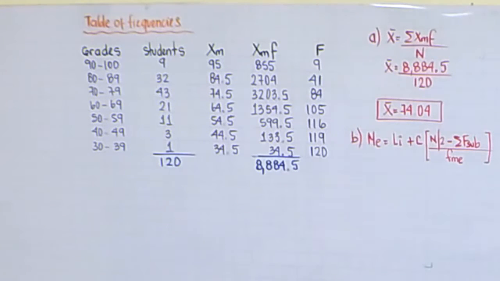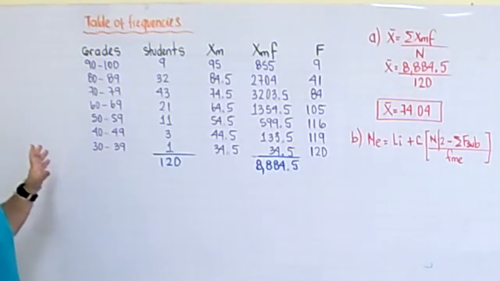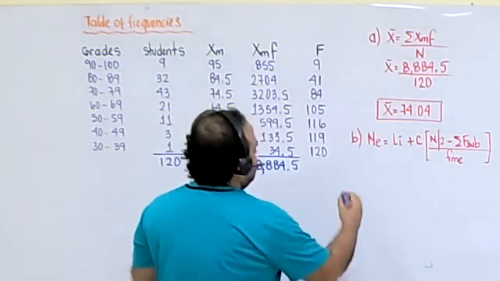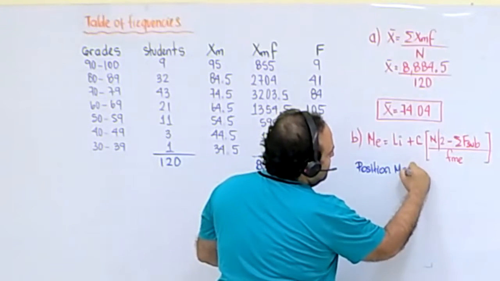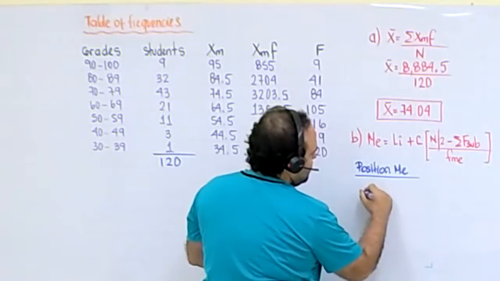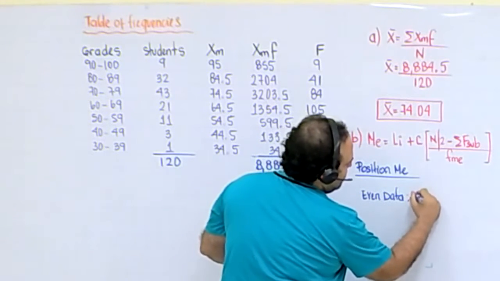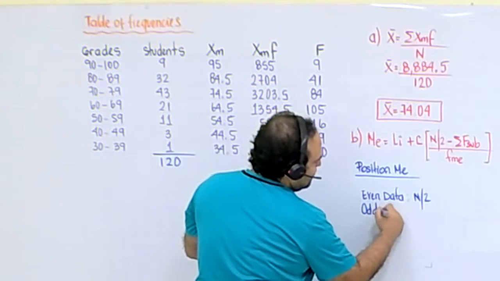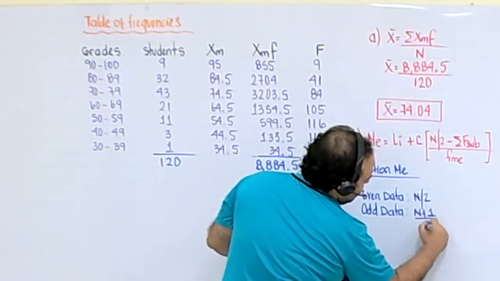Remember, the last thing that we have to use in this situation is the formula, because we had to identify, using the table, the position of the median. Remember, the position of the median, I'm going to write over here, position of the median. If we're talking about even data, that will be n divided by 2. And if we have odd data, it will be n plus 1 divided by 2.